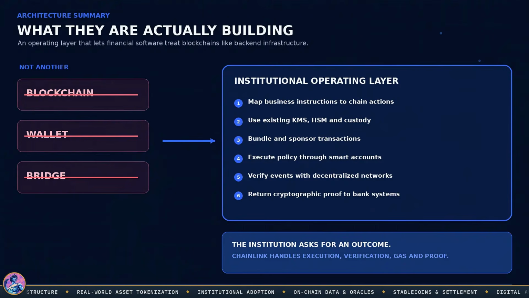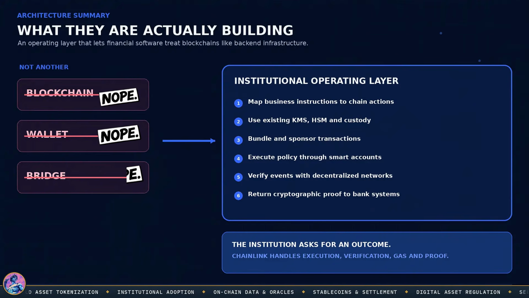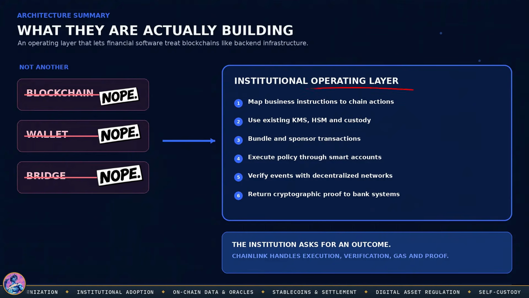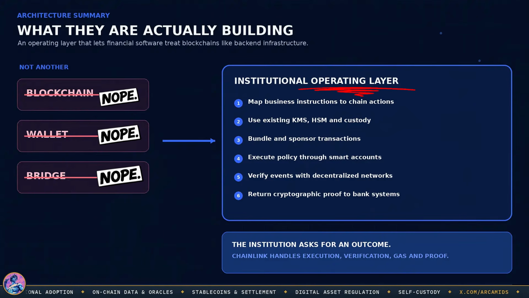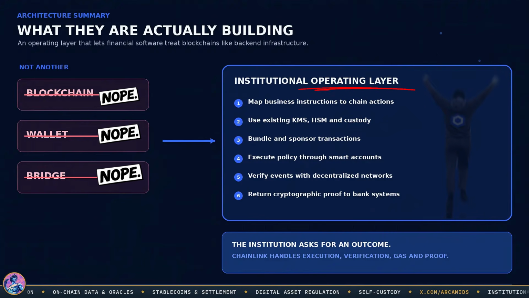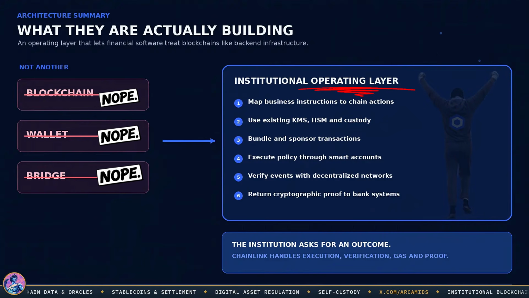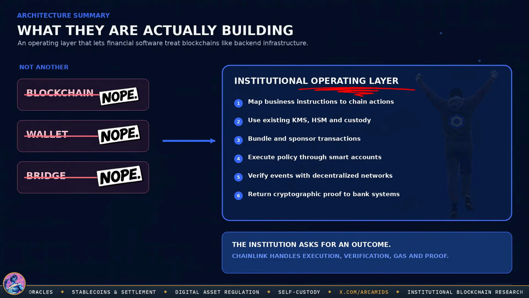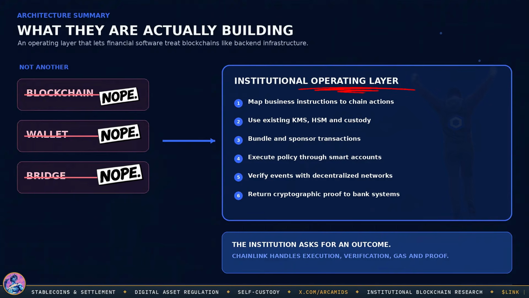So what are they actually inventing here? Not another blockchain, not another wallet, not another bridge. They are building an operating layer that lets traditional financial software treat blockchains like ordinary back-end services. The institution asks for a business outcome. Chainlink handles the chain-specific execution, verification, gas, messaging, and proof.